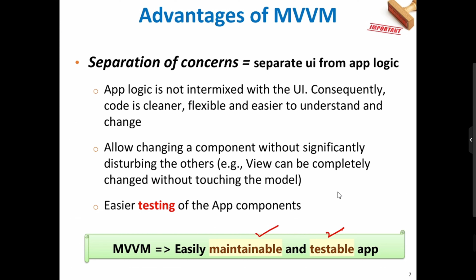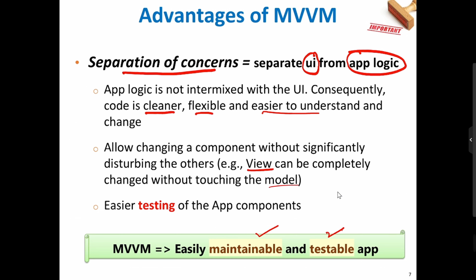Through separation of concerns. Because our UI is separate from the app logic, our app is much cleaner, much more flexible, and easier to understand and change. As I explained, I might change the view without touching the model. I might change the model, such as reading from a different data source, without affecting my view.